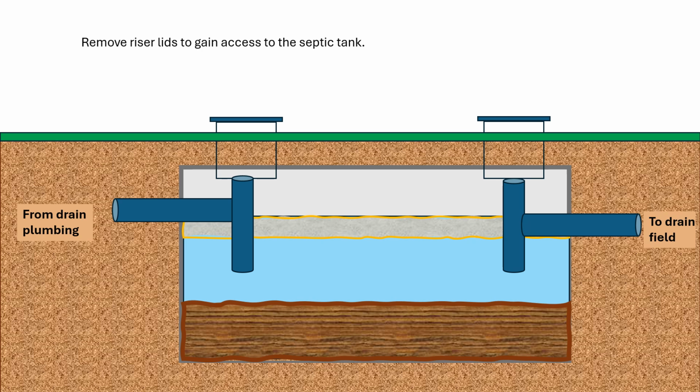The first step in septic inspection is to locate the septic tank and the access risers and remove the lids. Now you have access to inspect the contents of the septic.